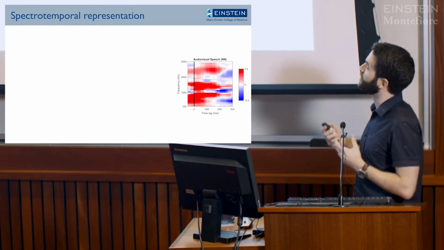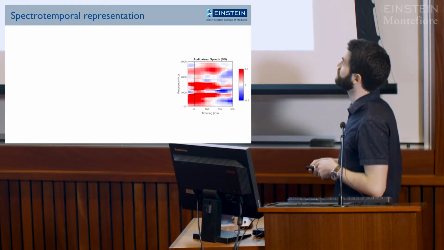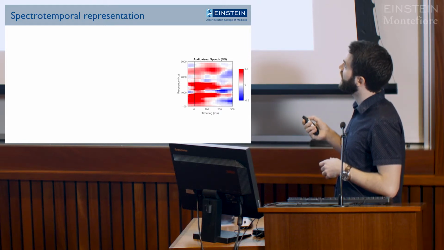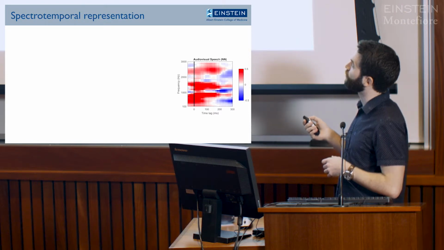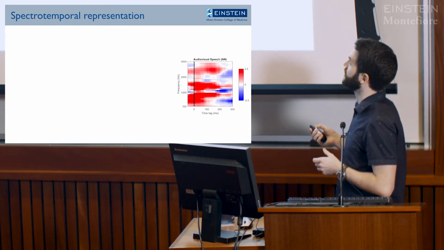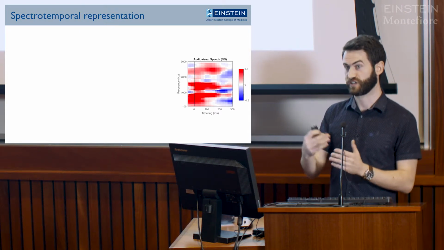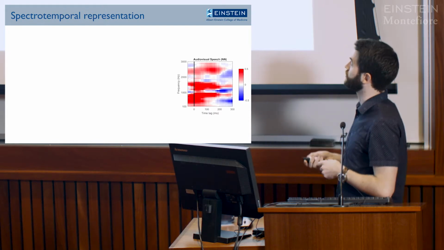So if we were to look then at a spectrotemporal representation, we can derive a temporal response function for each frequency band to see how fluctuations at different frequencies map onto the cortical response.